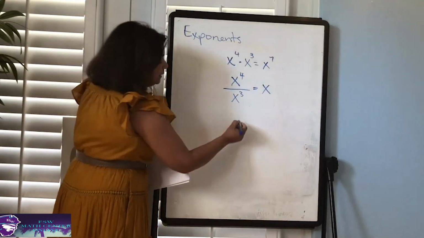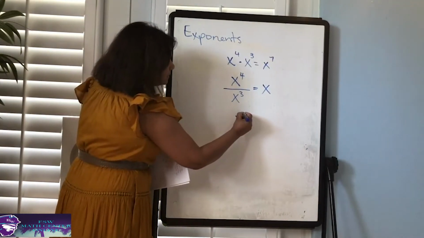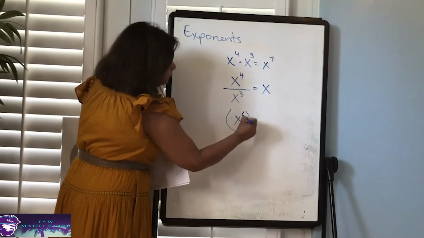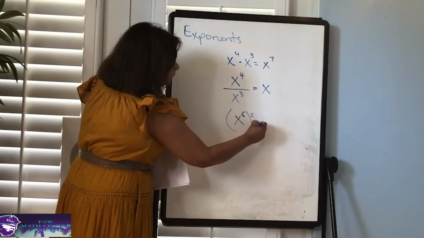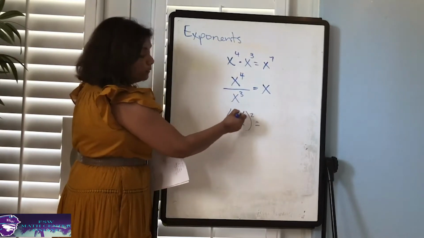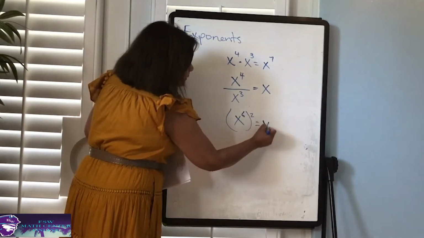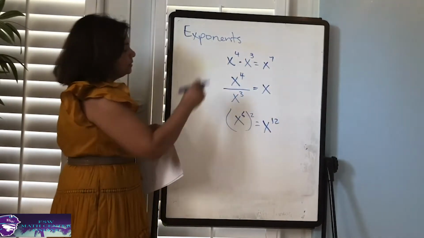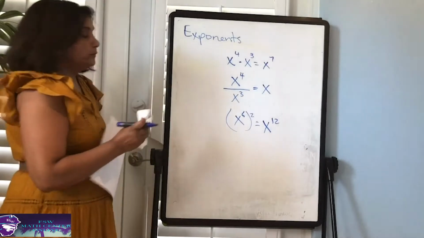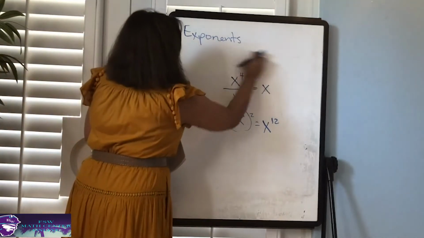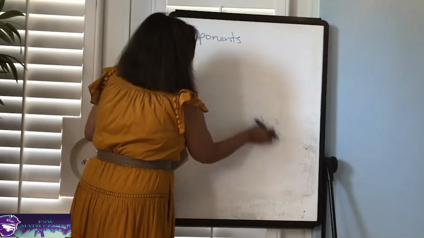And then lastly, let's say we have x to the sixth all raised to the second power. In this case, you're multiplying your exponents together. So this would be x to the 12th, okay? So those are basically the rules that you have to remember for the exponent section. And let's actually do some problems with these.